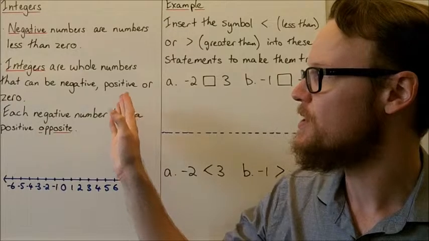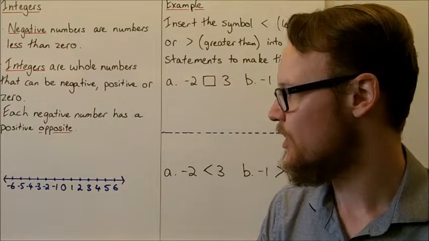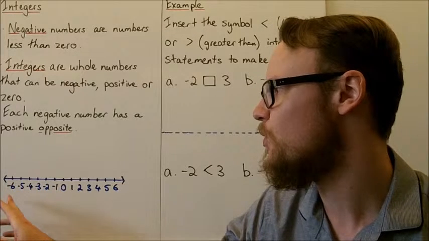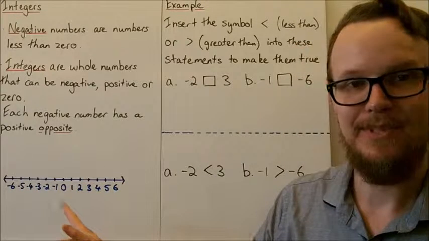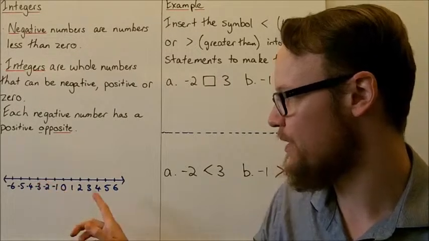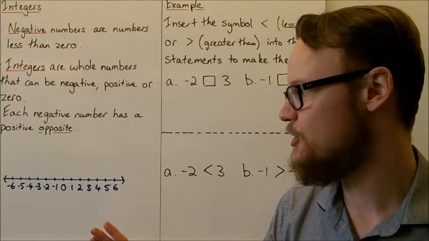Integers are whole numbers that can be negative, positive, or 0. So some examples of negative numbers we have here are -1, -4, -6. Integers include all of these numbers that are shown here, 0 and -3, 2, all the positive numbers. So any whole number that's positive, or 0, or negative is an integer.